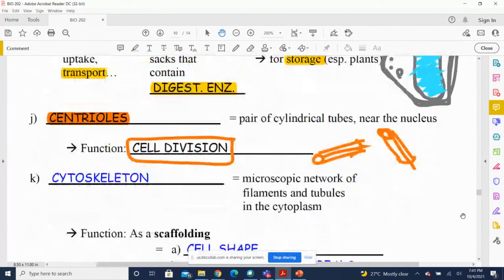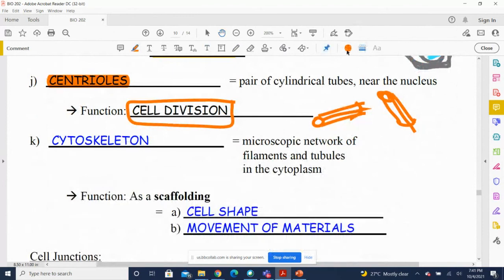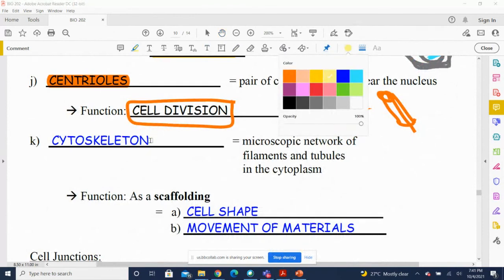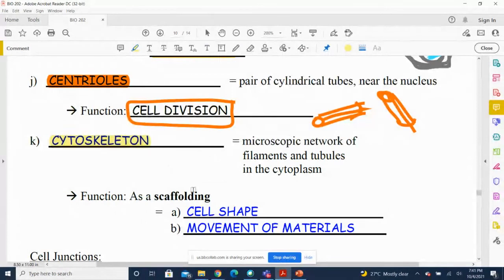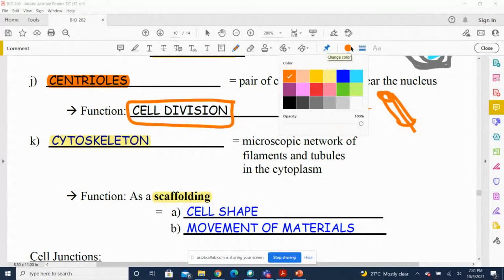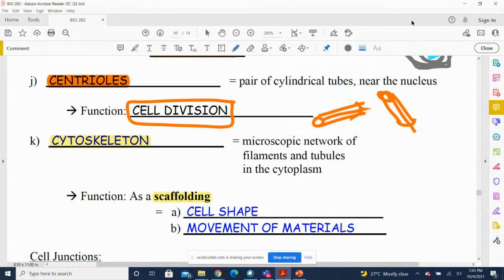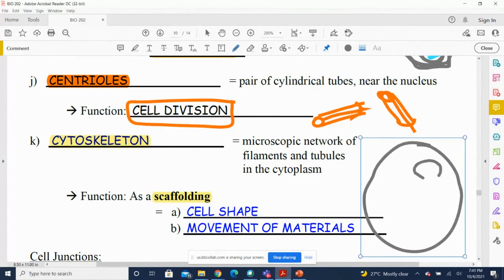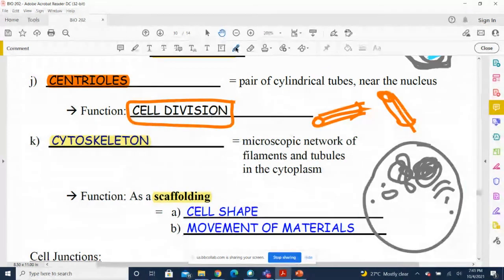And of course, cytoskeleton is something that we should acknowledge as an element of the cell as well. So this is a scaffolding network made of many different kinds of small microscopic tubes and filaments that fill the cytoplasm. They serve a twofold purpose. First of all, for this cell that we have here, with a nucleus and some other cell organelles there, this cytoskeleton really gives the cell its shape.